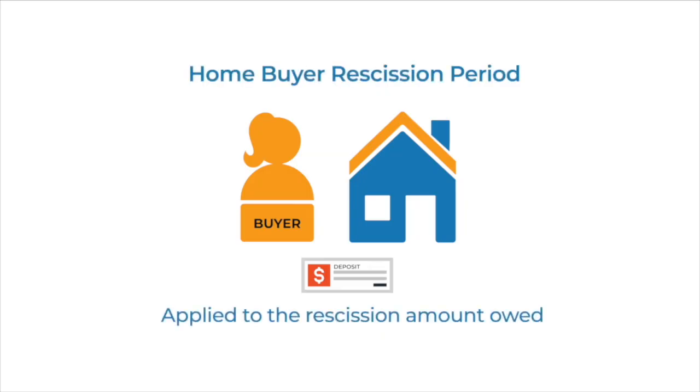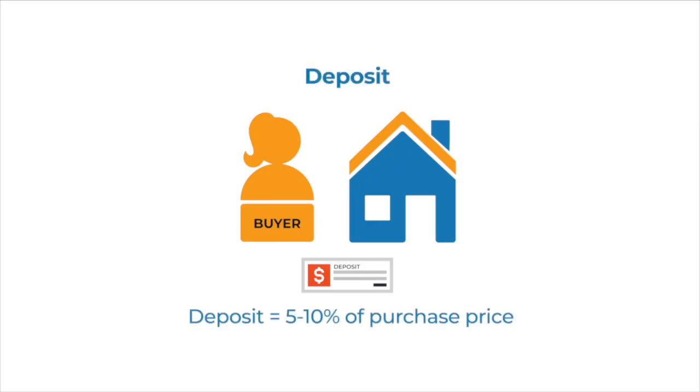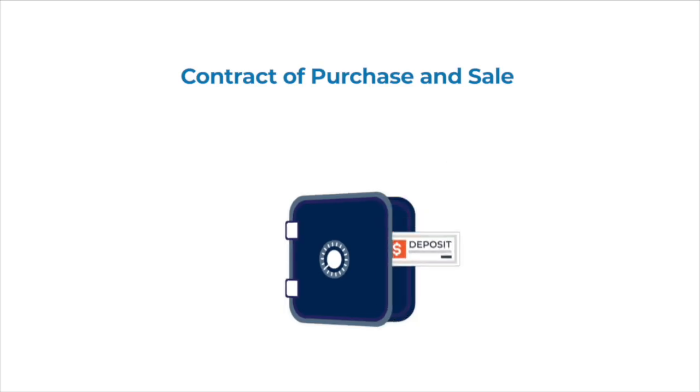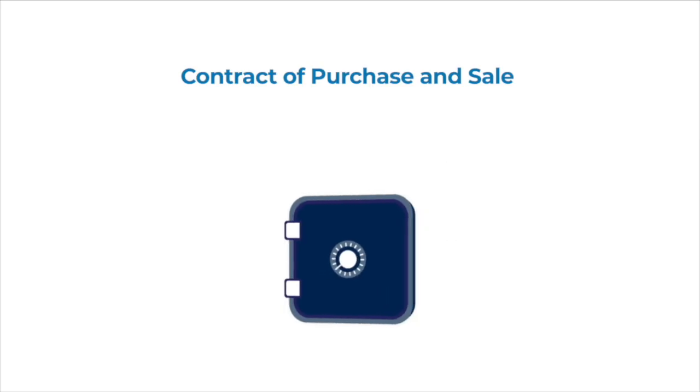The deposit may also be applied on account of payment of the rescission amount owed by the buyer, if applicable. Generally, the deposit for the purchase of residential property in British Columbia is between 5 to 10% of the purchase price. However, market conditions may dictate otherwise. The contract of purchase and sale residential provides that the deposit is due within 24 hours of acceptance of an offer, unless otherwise agreed to by all parties.